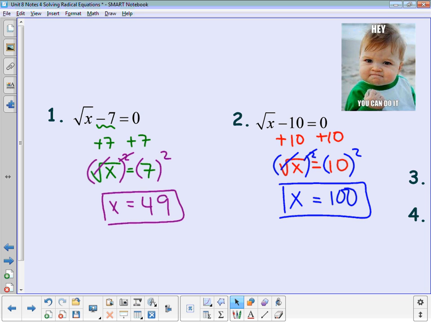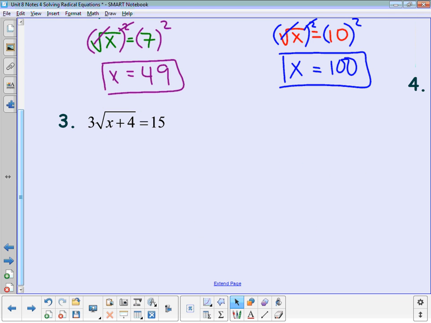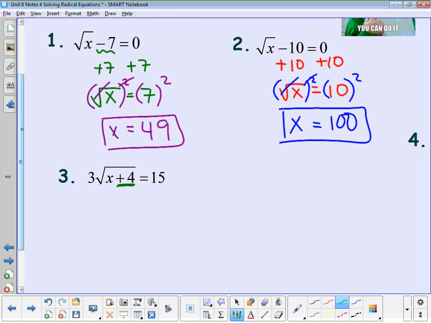Let's jump down to number 3. In number 3, now I have a coefficient out front. A couple of things are different here. First of all, this +4 is now underneath the radical. So I can't get rid of that first because it's underneath the radical. In the previous questions, it was outside of the radical. The radical stopped there. But now it's underneath the radical, so I need to leave it.